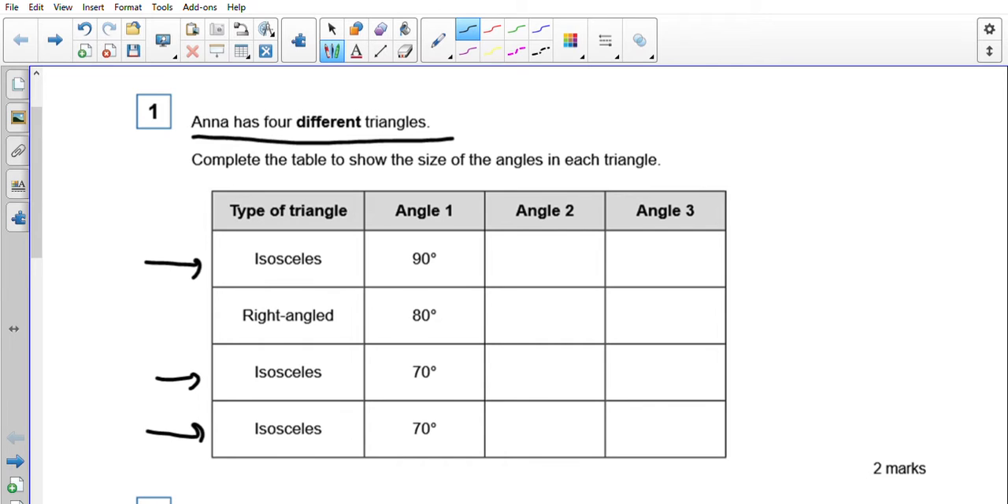In our isosceles triangle, we need to know that 2 of the angles are going to be the same and 1 of them is going to be different, but all 3 angles are going to add up to 180 degrees as they will in any triangle.